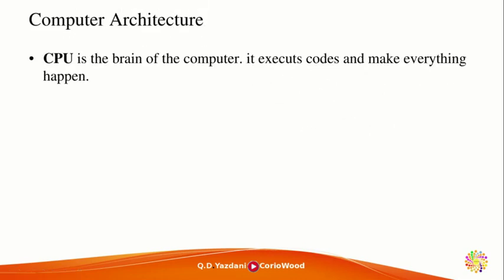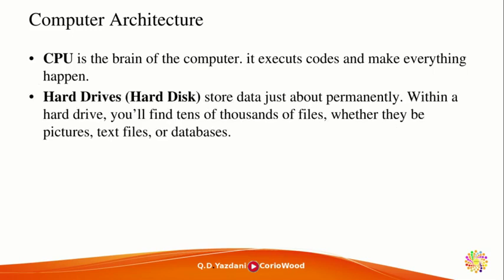First we begin with the CPU. What is the CPU? The CPU is the brain of the computer. It executes code and makes everything happen. Whatever you do, you interact with the computer through the brain. And the brain of the computer is the CPU, the central processing unit.